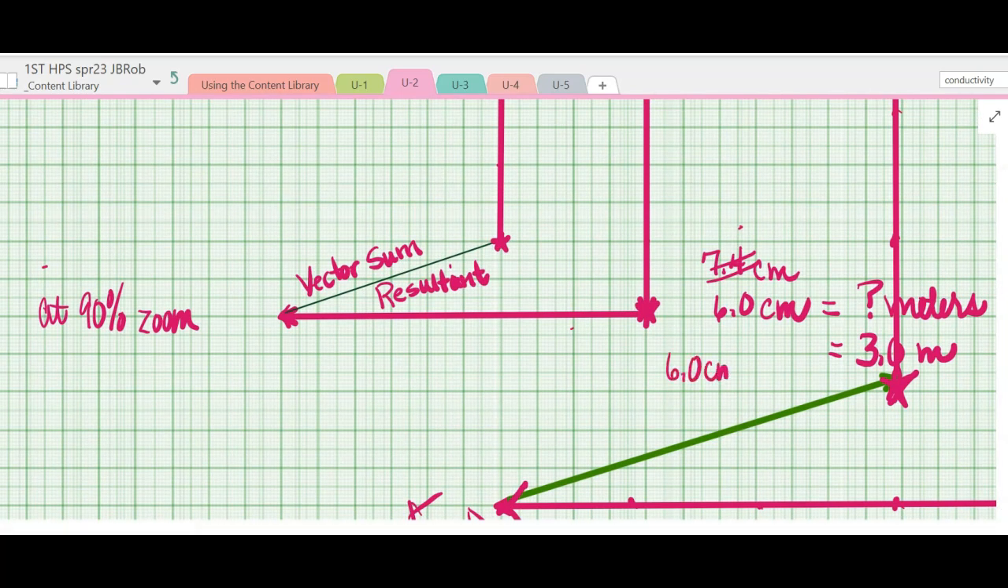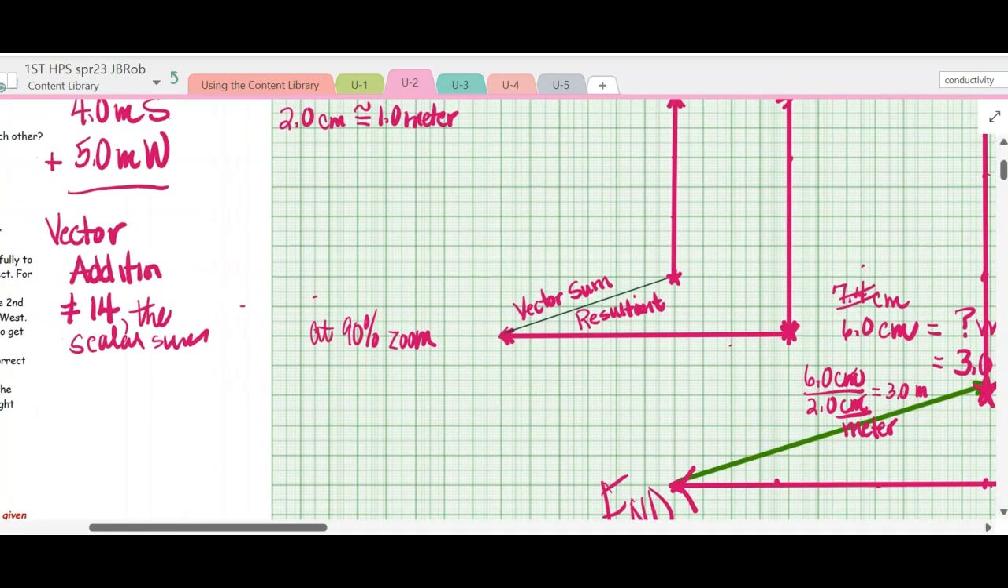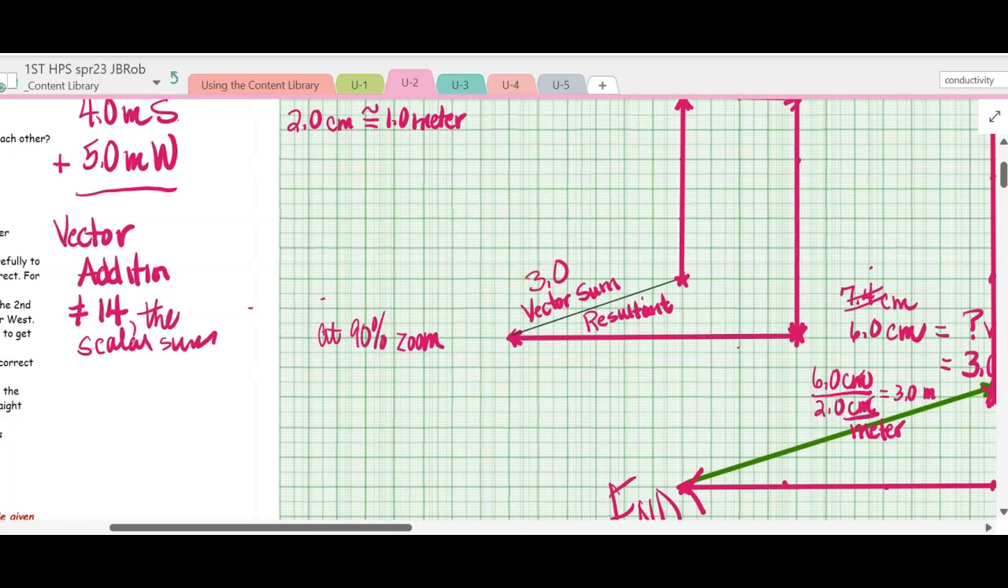Another way to do that is we can do a calculation and say 6.0 centimeters divided by 2.0 centimeters per meter, the scale. And that would give us 3.0 meters. The centimeters cancel. I will teach you more about how to use units and do math on units. It's called dimensional analysis. So that means the vector sum is 3.0 meters instead of 14.